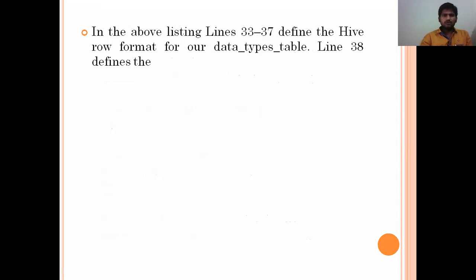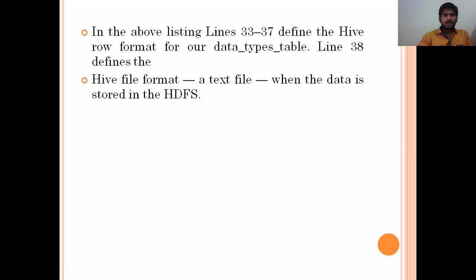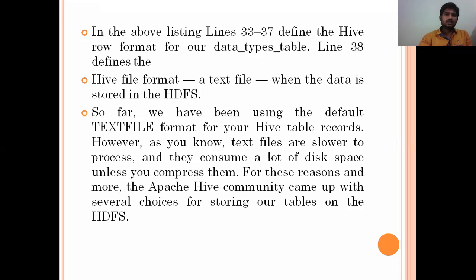The above listing, lines 32 to 37, defines a Hive row format for our database table, and line 38 defines the Hive file format as a text format. That is the last line, stored as text file. And the data is stored on HDFS. So far we have seen using the default text file format for your Hive table records.